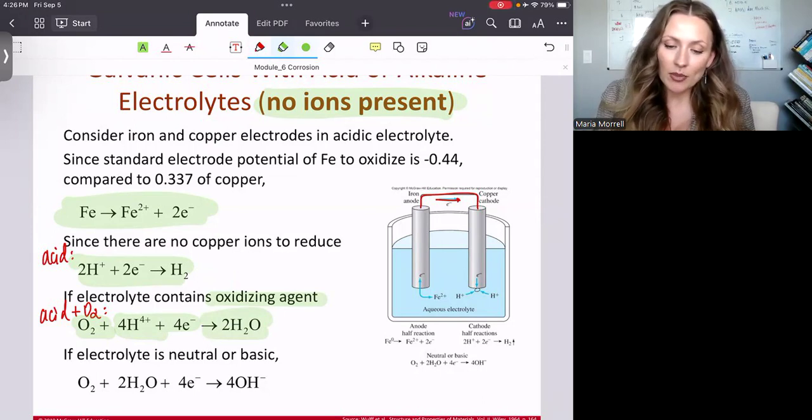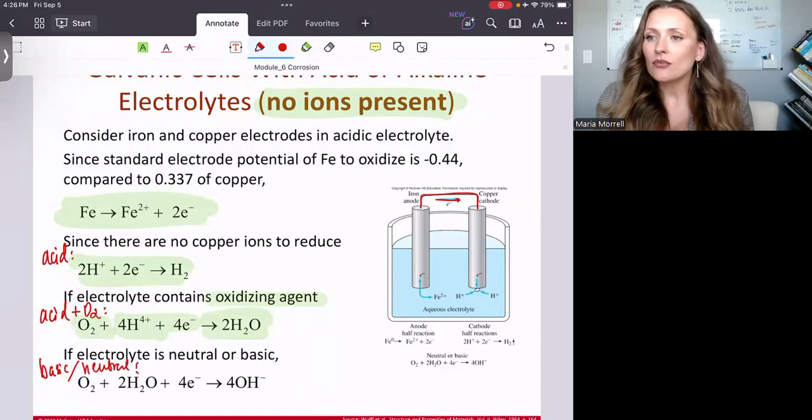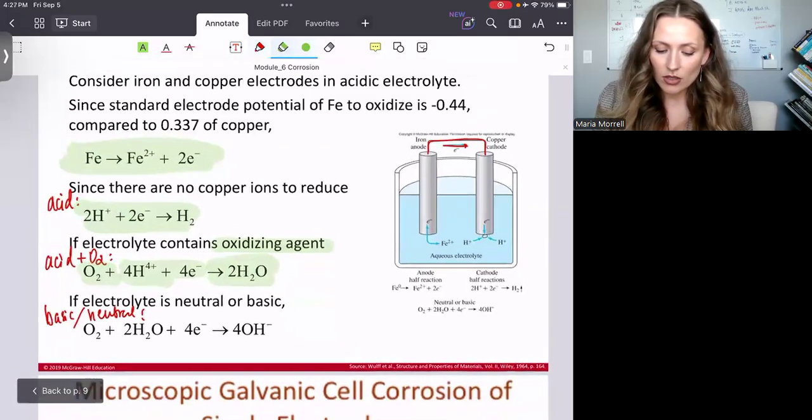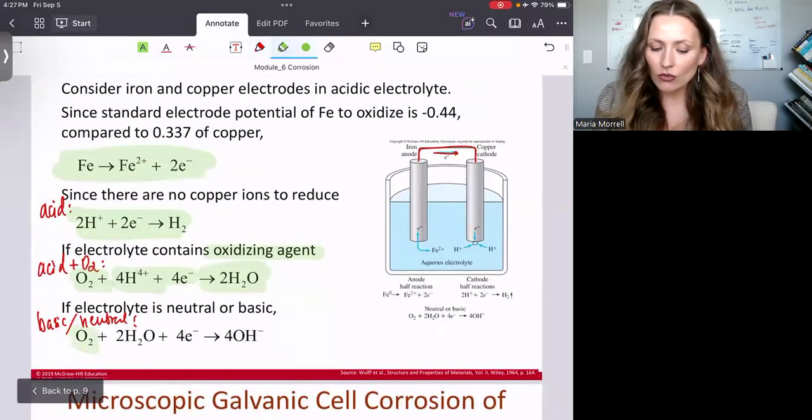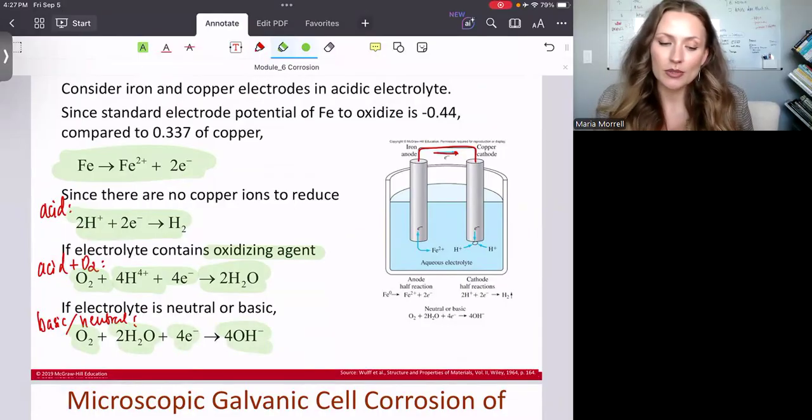Now what happens if I have a basic or neutral environment? This is where I'm looking at the scenario with water. So in here, you will have oxygen, water, your electrons, and you will be producing hydroxyl groups.